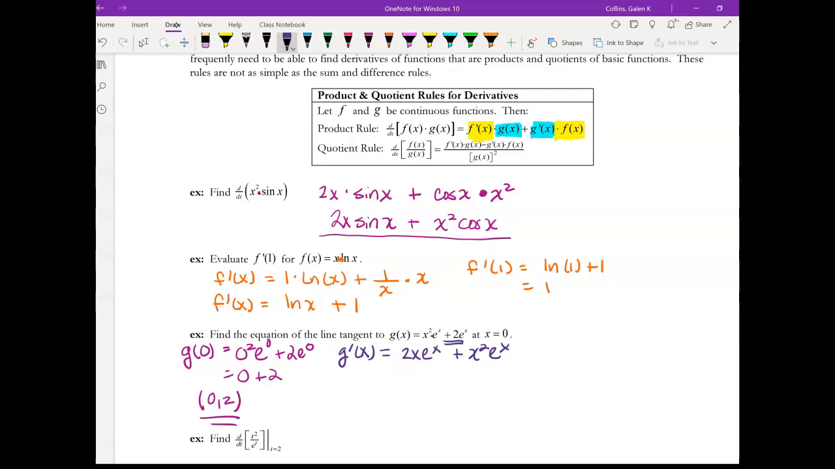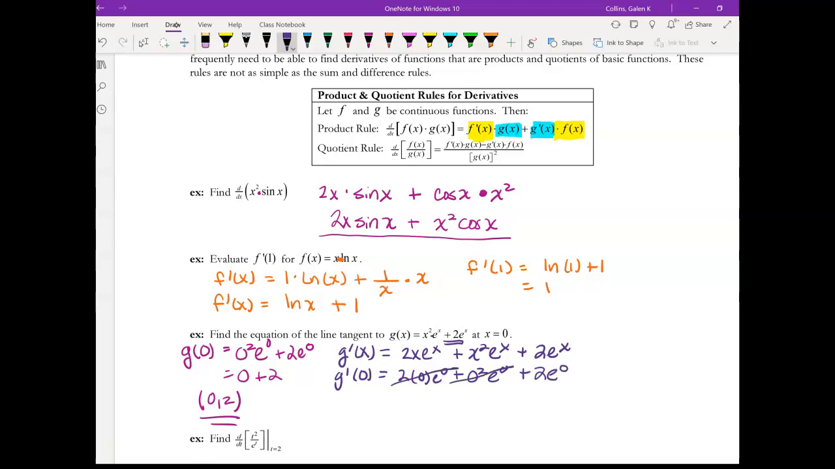When we get to the second term, we just took the derivative of the first term. The second term, 2e to the x, you could use the product rule there, or we could just use the constant multiplier rule, that the derivative of 2e to the x is the derivative of e to the x times 2, which is 2e to the x. So here is the derivative that we get. And if we want g prime of 0, which we do, this becomes 2 times 0 times e to the 0, plus 0 squared times e to the 0, plus 2e to the 0.